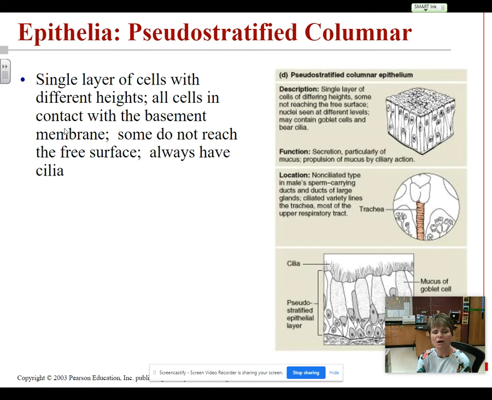All of the cells are in contact with the basement membrane, meaning all of the cells are connected at the bottom, but not all of them reach all the way to the apical surface, or the top of the tissue. And so therefore it kind of looks like it is stratified. It looks like it has many layers, but it really doesn't. The one big thing that I want you to know about this tissue is that it always has cilia. And this is the reason why it is sometimes called ciliated columnar rather than pseudostratified columnar.